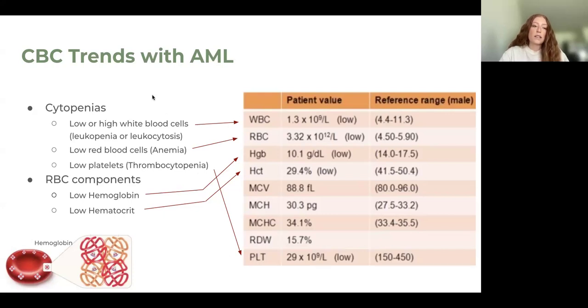And then also part of the CBC, like I talked about, there are red blood cell components that they test for. Two of these are important to at least know. Low hemoglobin and low hematocrit. Hemoglobin is a protein that's in the red blood cell and it carries oxygen. So when you have low red blood cells, you're automatically going to have low hemoglobin. And then hematocrit is the percentage of red blood cells in your blood. So yes, you're going to have low hematocrit too if you have low red blood cells.